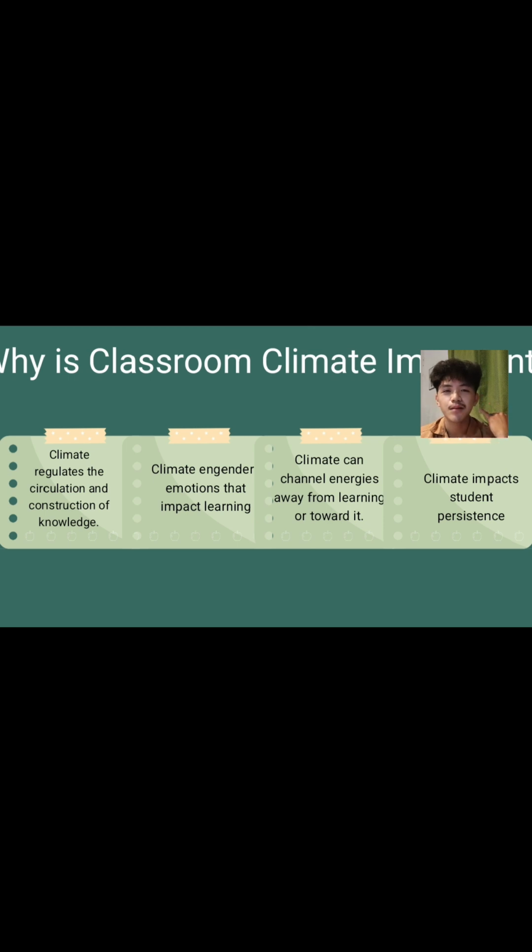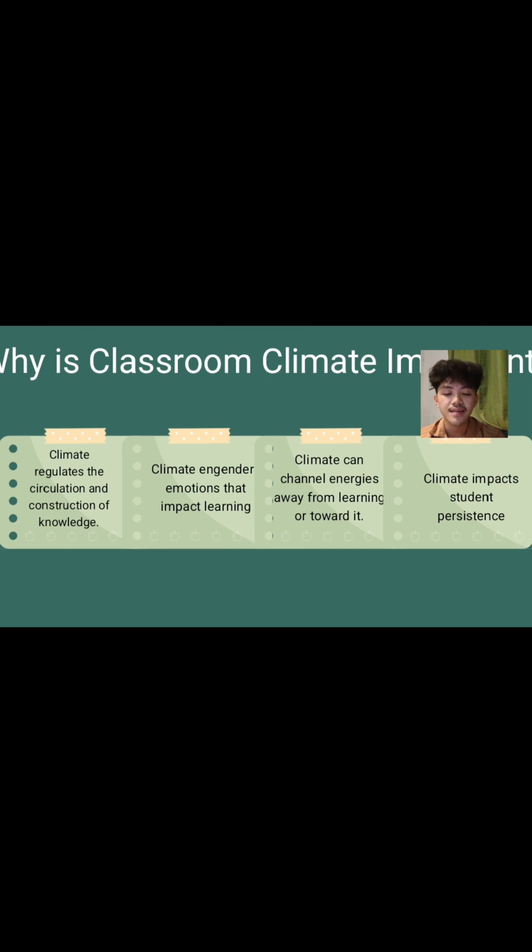We have rainy, gloomy climate, typhoon, and we need to have a happy mood in our classroom for us to learn more, for us to be motivated, for us to have a productive day. And number 2, climate engenders emotions that impact learning. And number 3, climate can channel energies away from learning or toward it.